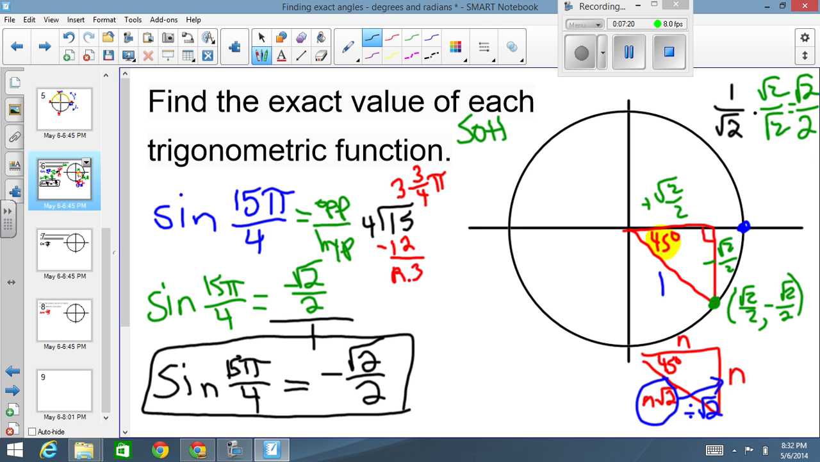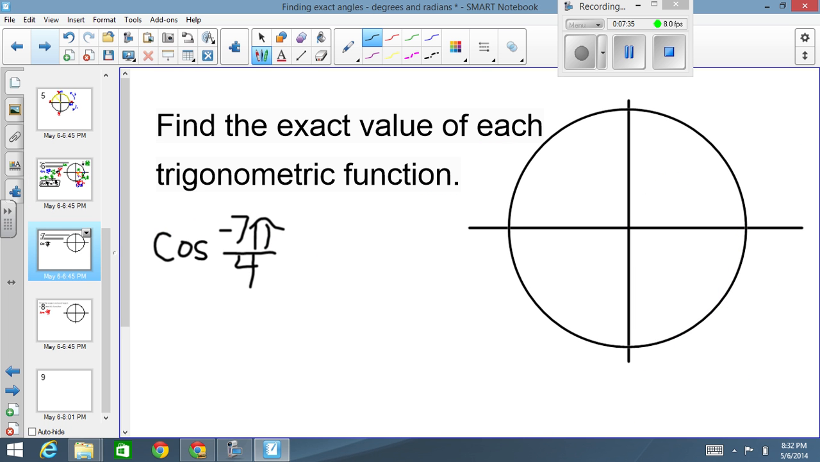Remember, when you see the sine of 15 pi over 4, 15 pi over 4 is just an angle. It's just like 45 degrees is. Okay? Alright, let's do another one. If you have questions on this one, pause it, jot them down. We want the cosine of negative 7 pi over 4. Alright. So I'm starting here. Remember, negative goes this way.